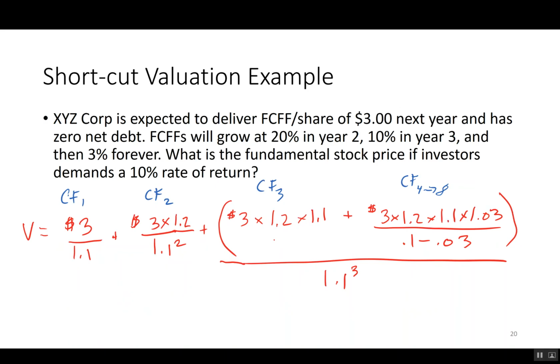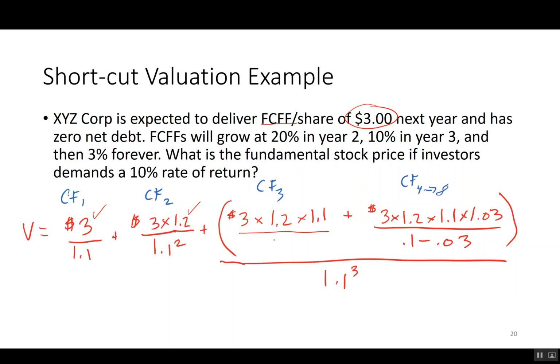Lastly, I want to just show a shortcut way of doing a quick and dirty valuation. So for some company XYZ, you just calculate that they're going to earn free cash flows per share of $3 next year. And then you forecast that those free cash flows are going to grow at 20%. So I'll take my 3 times 1.2.